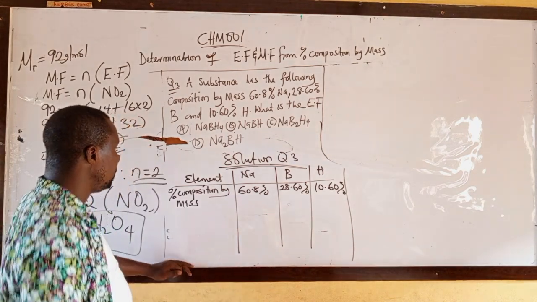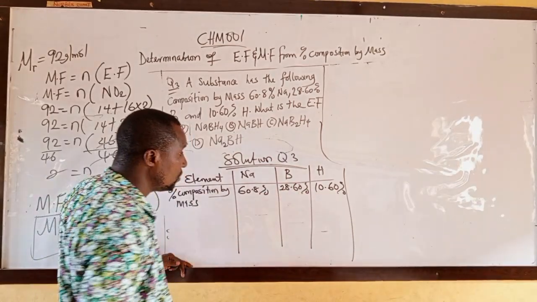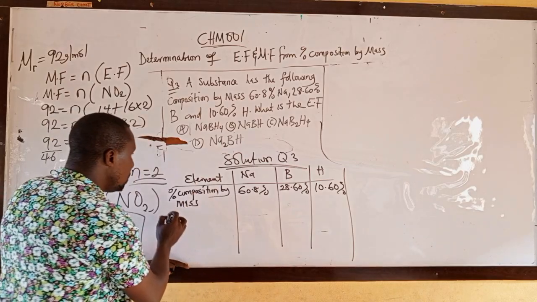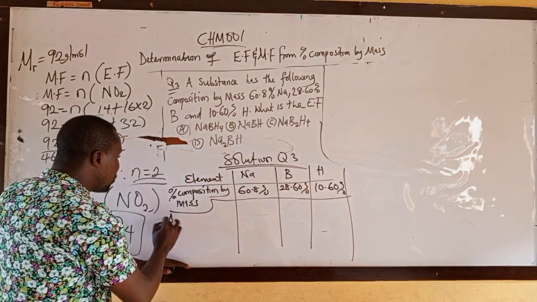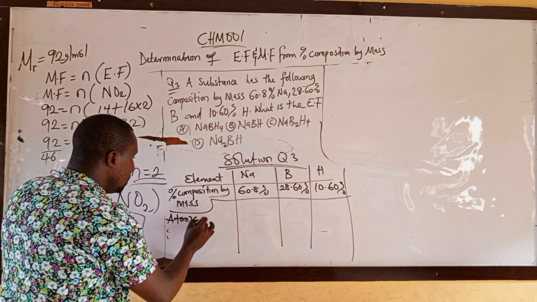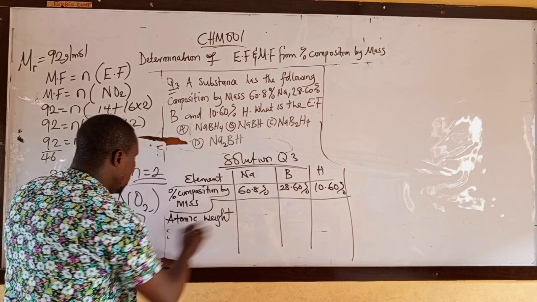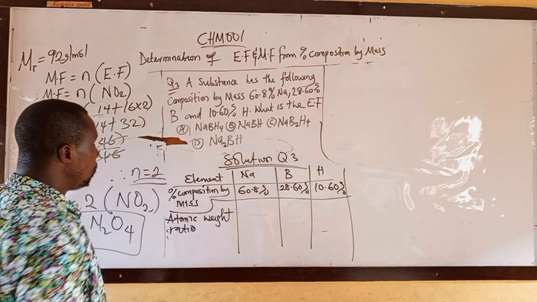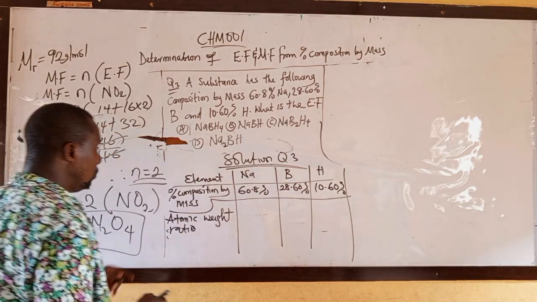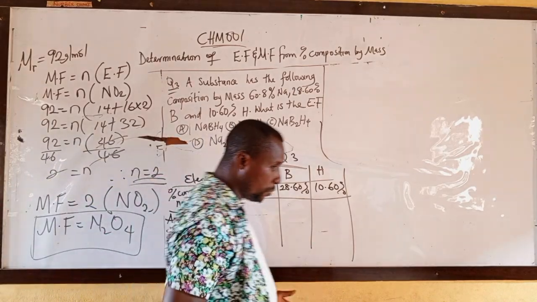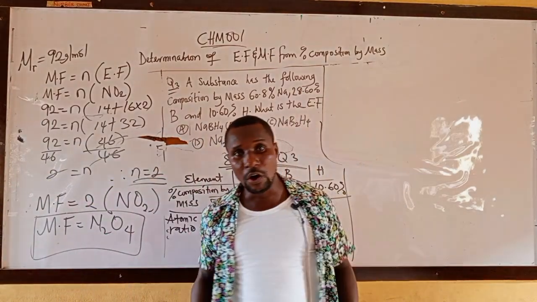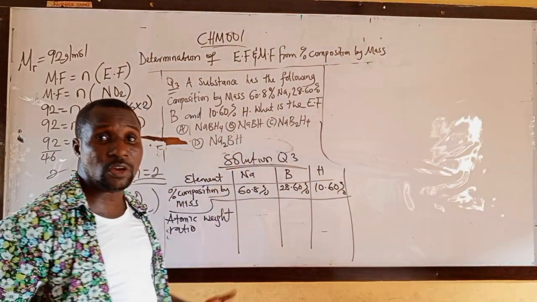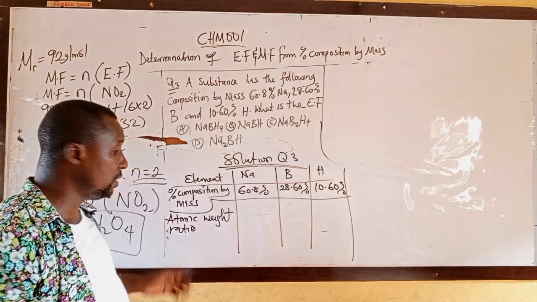Then let's move from here. From here, what will you do? Calculate the atomic weight ratio, or percentage composition by mass ratio, or mole ratio. You can call it that.